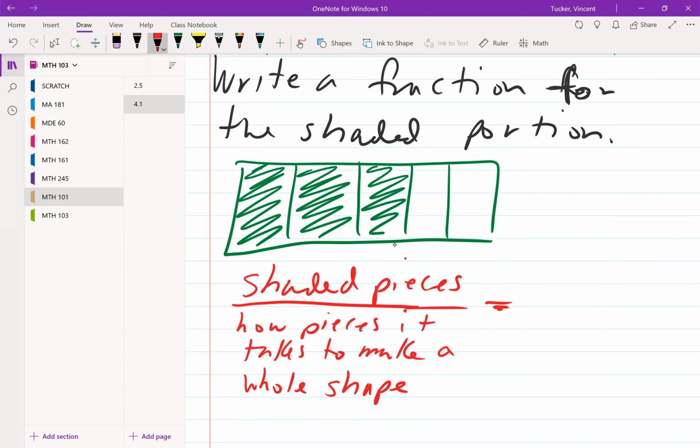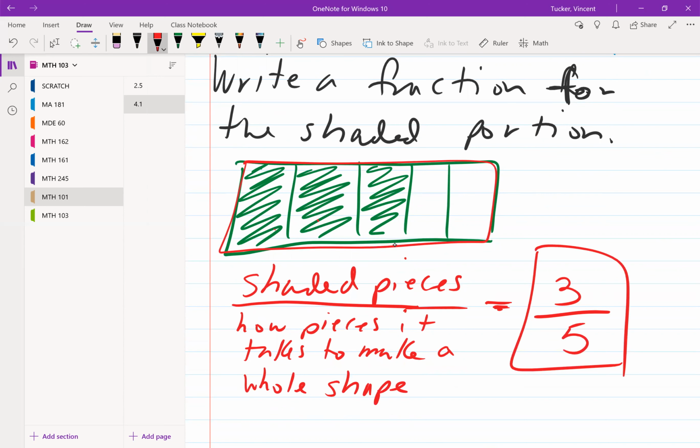So on top, we have 3 shaded pieces. On bottom, how many pieces does it take to make this whole shape? That would be 5. And that's your answer, 3/5.